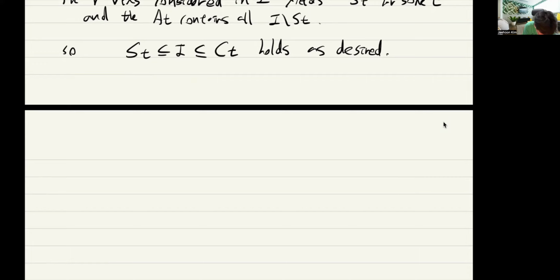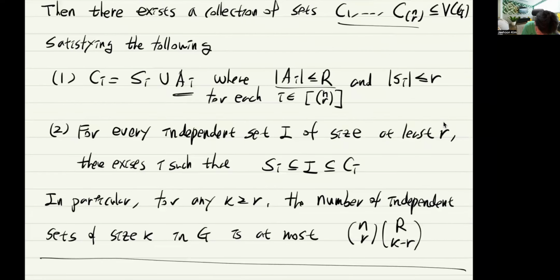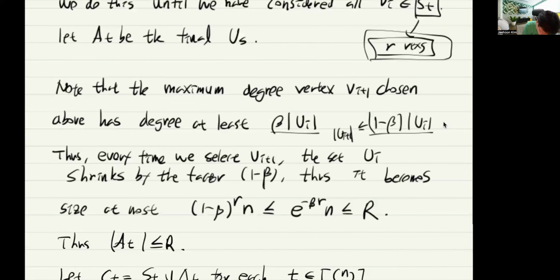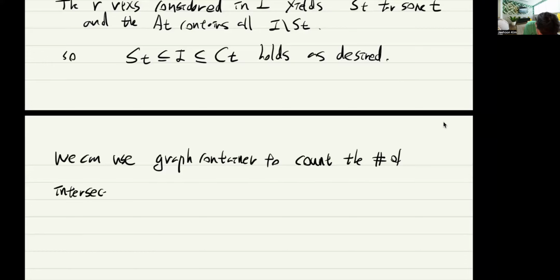One application is that we can use this. So this theorem is called the graph container theorem or graph container lemma. We can use this graph container to count the number of intersecting families.